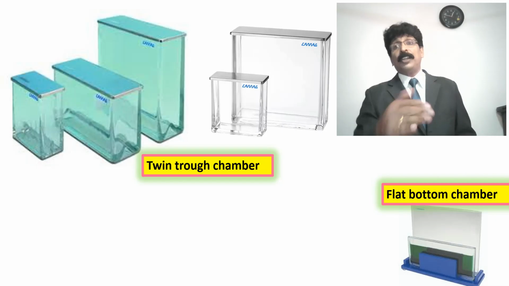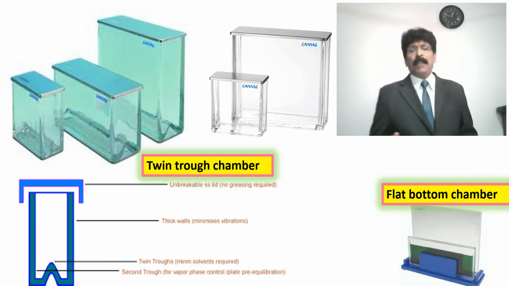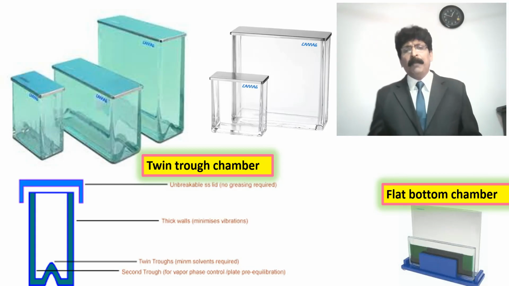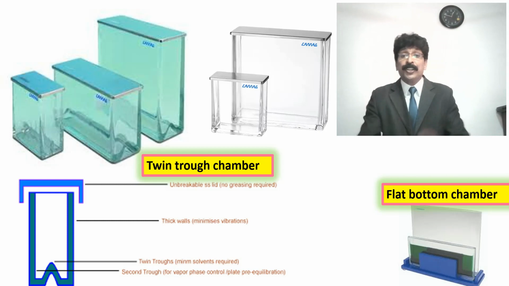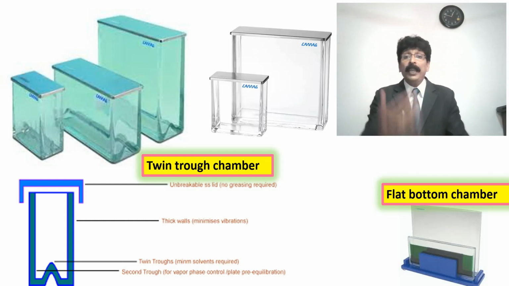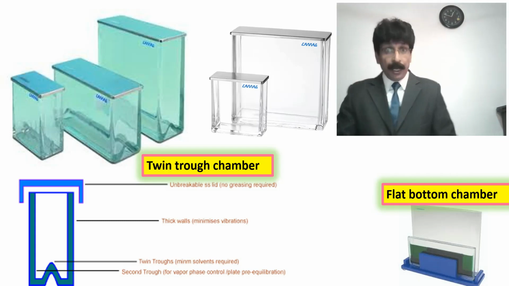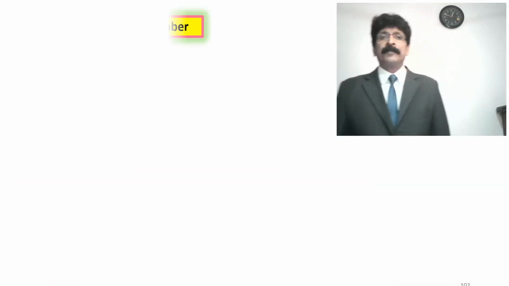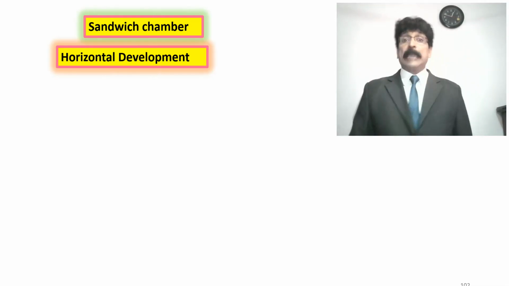In the bottom you can see the solvent system. For example, in the twin trough, the solvent required is very minimal. And the second trough gives vapors for saturation, so that plate pre-equilibration or saturation, or you can say preconditioning, can be done by means of this twin trough chamber. Students can remember this.